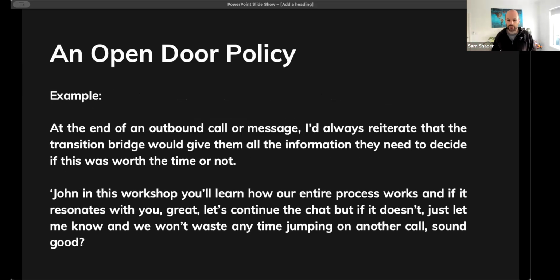So an example of that, when I was doing those outbound calls, my next step would be the transition bridge, which you can build into ManyChat. Sean has built that in there. But rather than saying, I need you to watch this video, I need you to do this, I need you to do that, I'd say, well, John, I'm going to give you this workshop that will go through the entire process. So whatever it's relating to, like we'll show you how we help women lose 10 kilos in 90 days and how that works. And if that resonates with you, let's continue the chat from there. But if it doesn't, just let me know, and we won't waste anyone's time jumping on a further call or any further conversations. Sound good?